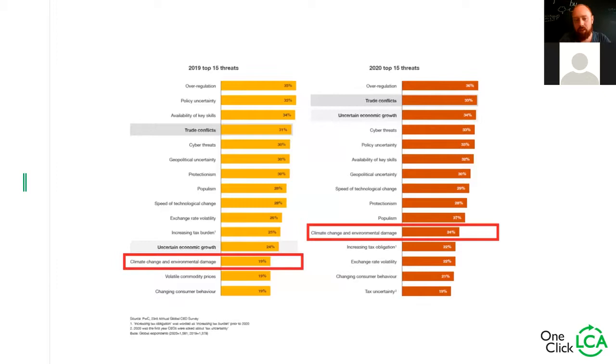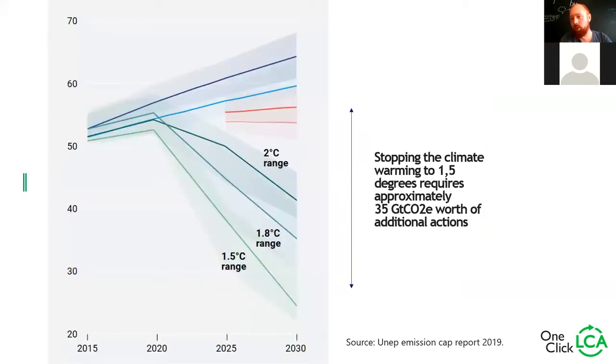When there was a survey among CEOs and compared year on year, the effects of climate change are becoming much, much more worrying. I mean, if you have checked the news in the last week, you've probably seen this as well. Environmental damage is becoming quite a problem in the world. If we want to be able to stop climate change, we have to keep the warming to a maximum of 1.5 degrees, which means we have to cut another 35 gigatons of CO2 equivalent emissions, which are not implemented yet, which is a major number.